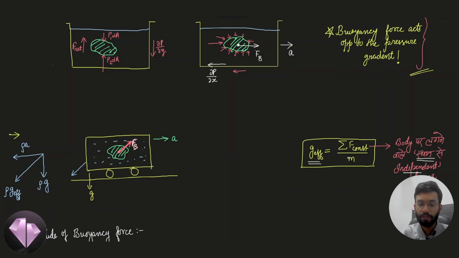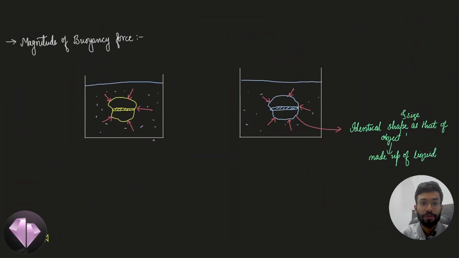Correct? So as of now हमने पढ़ लिया what is buoyant force, buoyant force किस डायरेक्शन में लगता है. So buoyant force is because of the pressure gradient inside the fluid. Buoyant force is nothing but the summation of all the normal forces by the fluid, and it is acting opposite to the pressure gradient. But how much? हमने देख लिया buoyant force किस direction में लगता है, but कितना लगता है, what is the magnitude of buoyant force? So let's try to calculate the magnitude of the buoyant force.